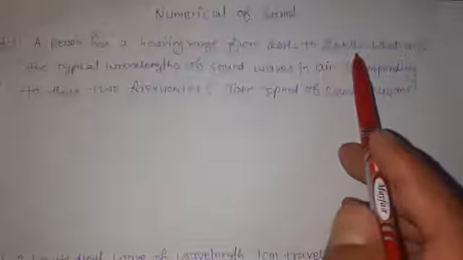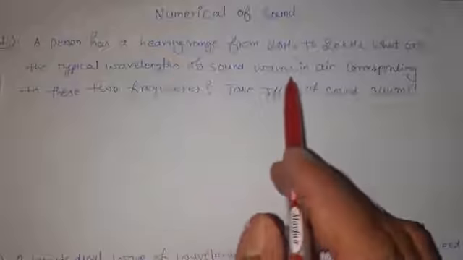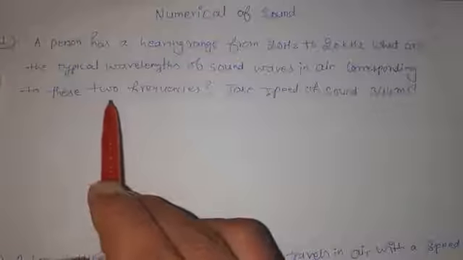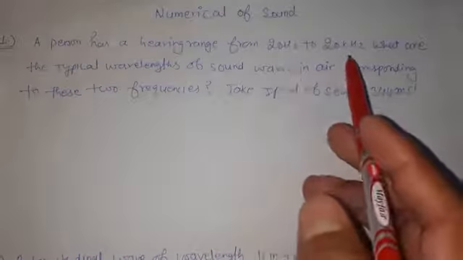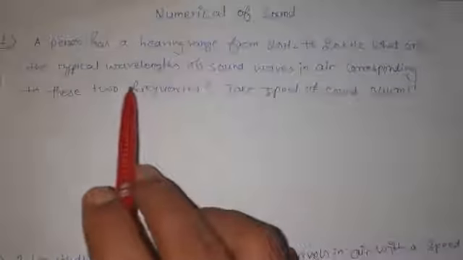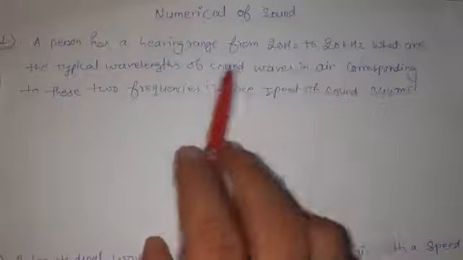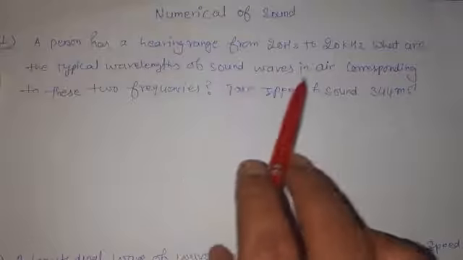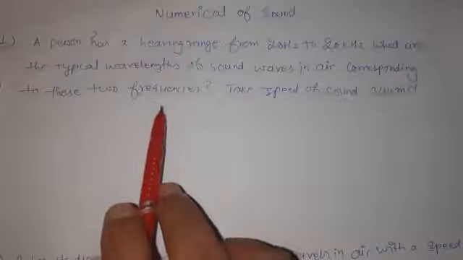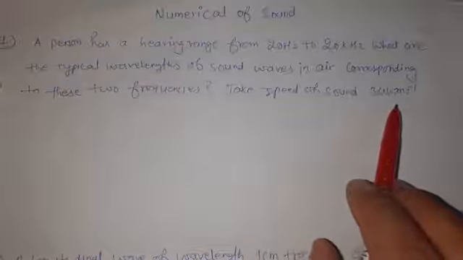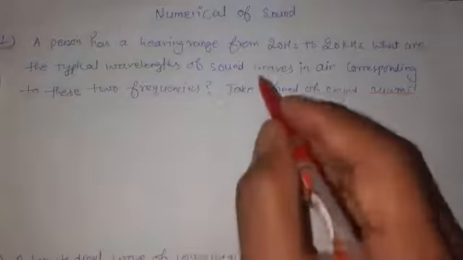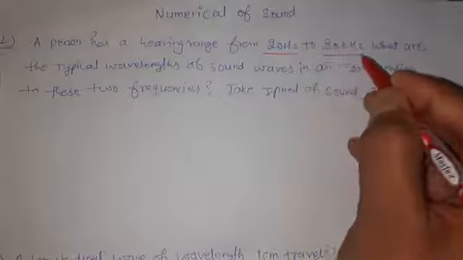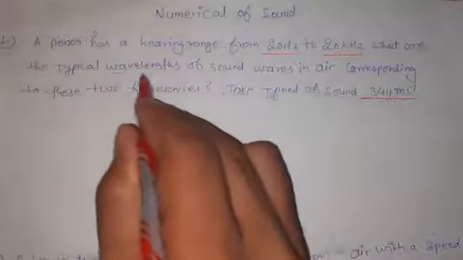A person has a hearing range from 20 Hz to 20 kilohertz. What are the typical wavelengths of sound waves in air corresponding to these two frequencies? The audible range lies between 20 Hz and 20 kilohertz. Take the speed of sound as 344 meters per second. One important thing: the speed of sound is given in air. Second, there are two frequencies and we have to find the wavelength.